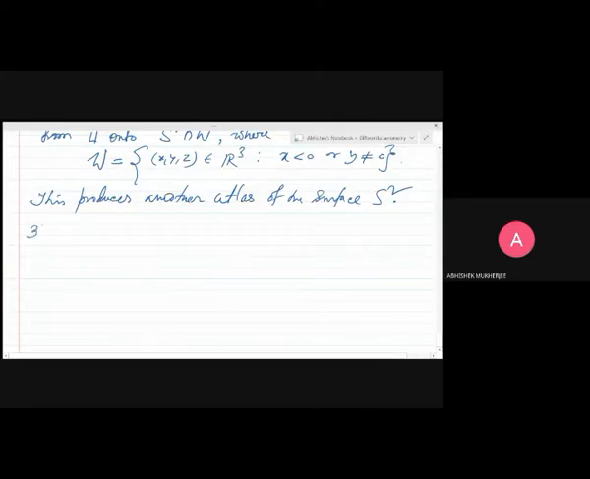Number 3. So if you consider one, that is this one.